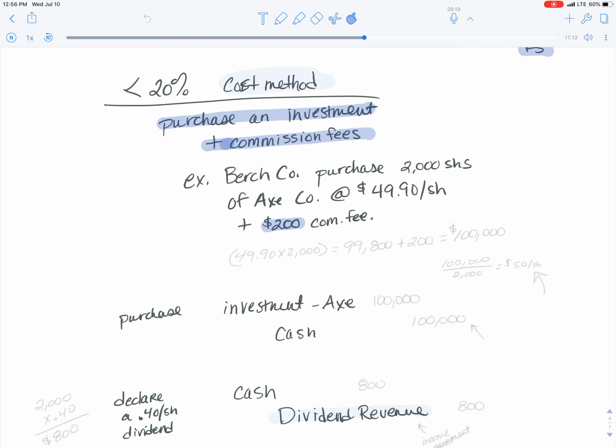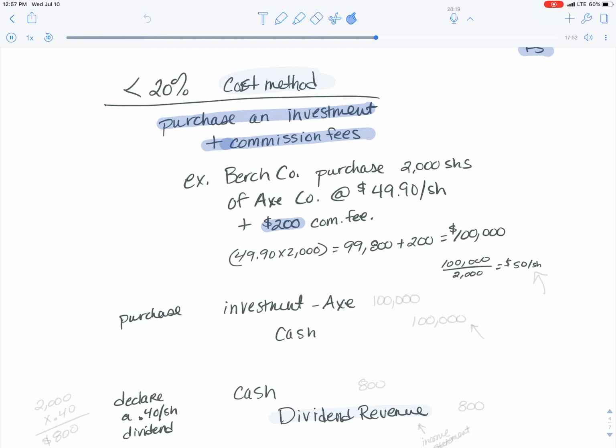So let's calculate what's the purchase price of this investment. The first thing you want to do is say $49.90 times the 2,000 shares. That is $99,800, and then you're going to add the commission. So the purchase price of this investment is $100,000. Okay, so then what's the true per share amount after we've added in the commission? Well, you take the $100,000 divided by the number of shares we bought. This was really $50 per share once you factor in the commission.